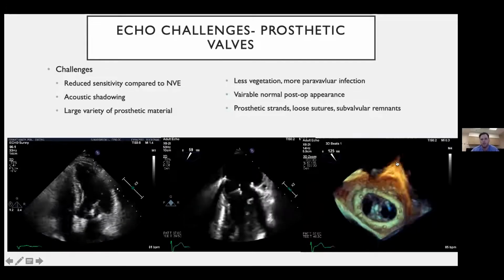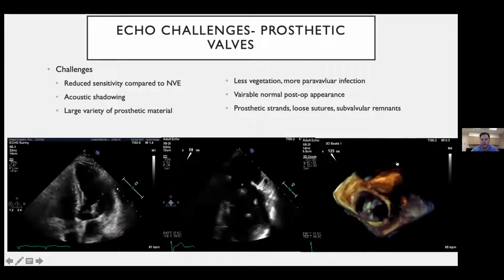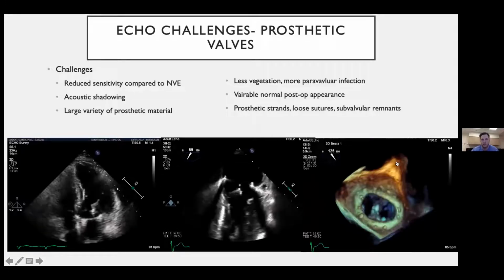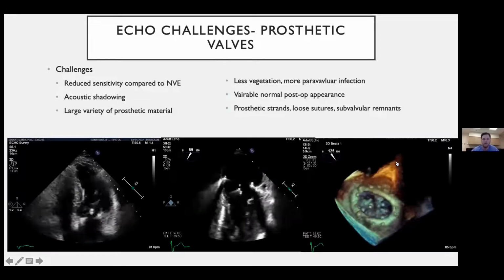One challenge is the huge variety of valves and prosthetic material that can be seen in the heart, and we need to know what they should look like and what the flow around them should look like as well.